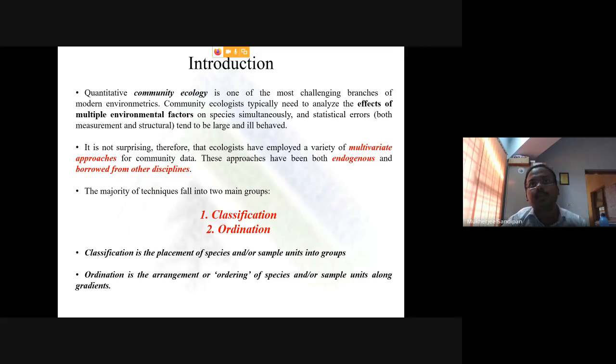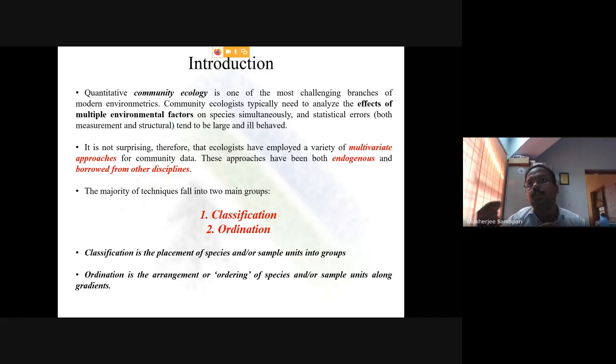There are methods where you put up quadrats of 100 square meters or 10 square meters, and within those quadrats you count the number of trees, and based on that you come up with the community concept. Now, community ecology is one of the challenging branches of modern environmental science. It is challenging because community ecology doesn't only mean counting of trees.